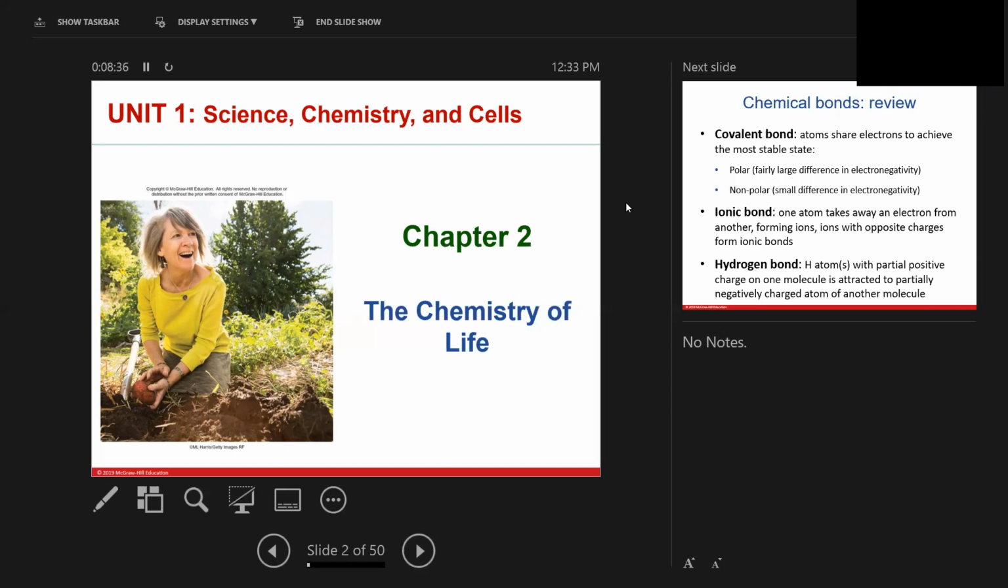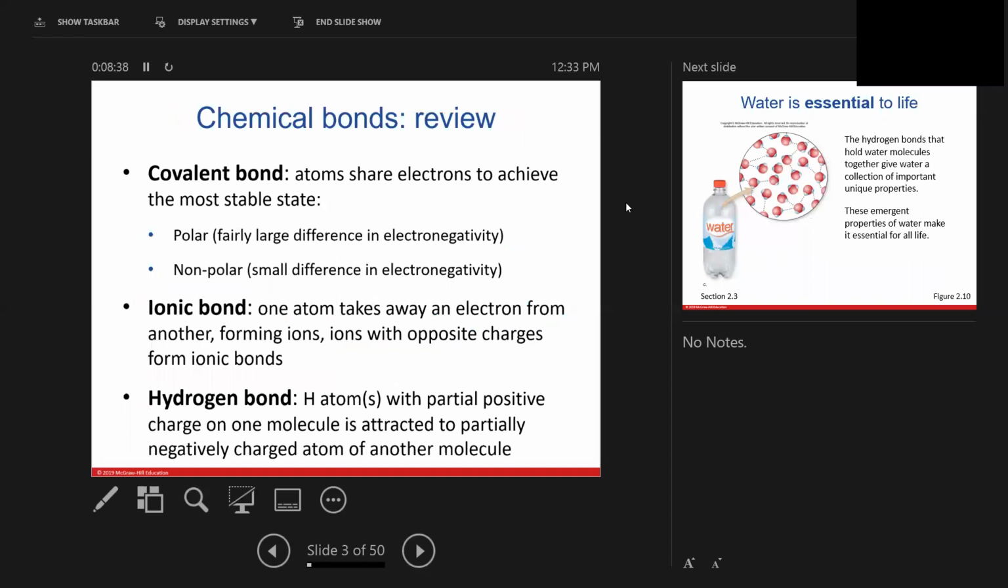All right, just a quick review of last week. A quick rundown of chemical bonds. You have a covalent bond, which is where atoms share electrons to achieve a more stable state. Things like methane or what have you, where there's a very minimal difference in electronegativity. And so they're not becoming ions, they're still sharing those electrons between those different elements. You can have two different forms, polar, which is where you have a fairly large difference in electronegativity within a covalent bond. It's all kind of relative, which makes it a bit difficult to discern.